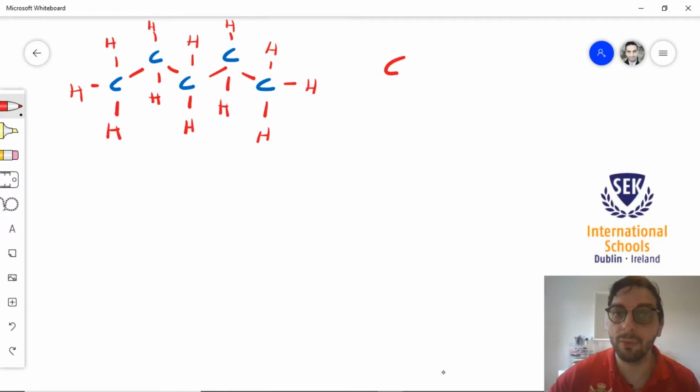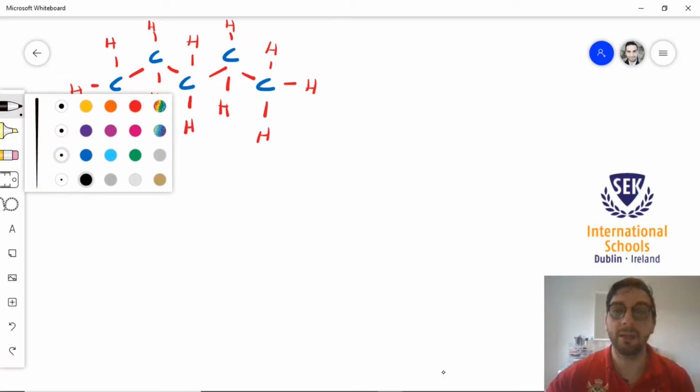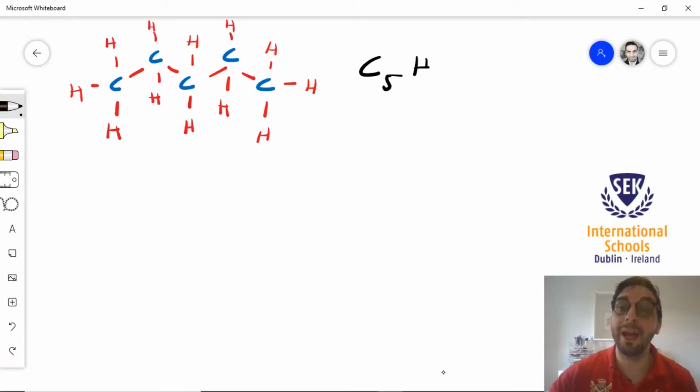So we have here 5 carbons. So C5. Let's make it in another color so that we can see it clearly, okay, not to mix them. Put it in black. C5, and then we count the hydrogens. How many? 1, 2, 3, 4, 5, 6, 7, 8, 9, 10, 11, 12.